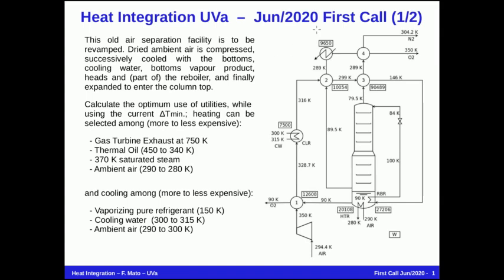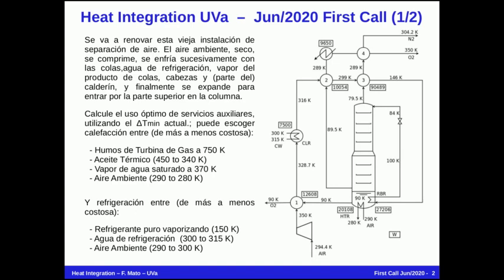The wording asks us to calculate the optimum use of utilities while using the current minimum approach. This means looking first for the minimum approach, then proceeding to an analysis, and finishing by choosing the right utilities among heating and cooling. This is mainly a problem of data extraction.